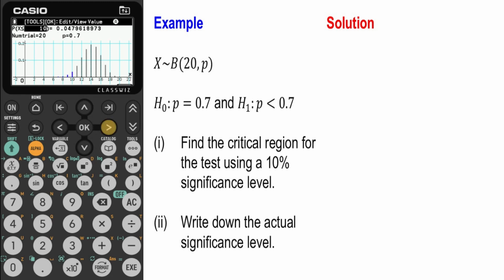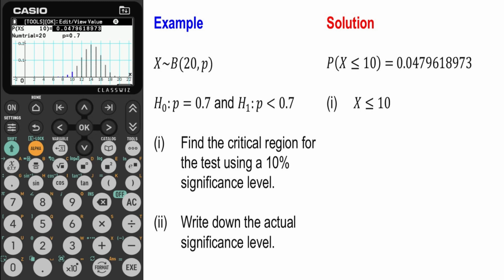So, the probability that x is less than or equal to 10 is equal to 0.047, etc. And this 0.047, etc. is less than 10%. So we are in the region where we reject h0. So, for the critical region, that is when we have x being less than or equal to 10. And for the actual significance level, that is 0.0479, etc.